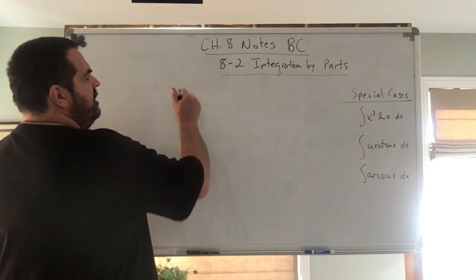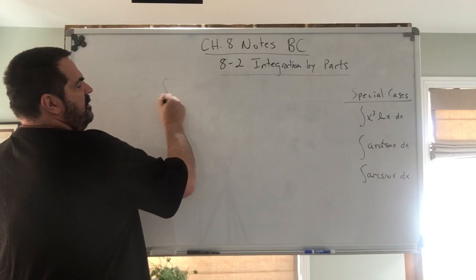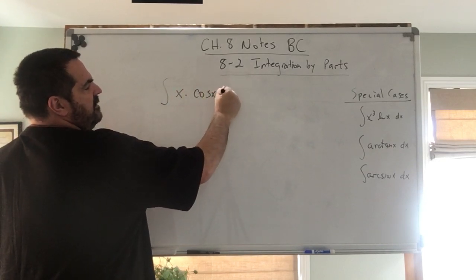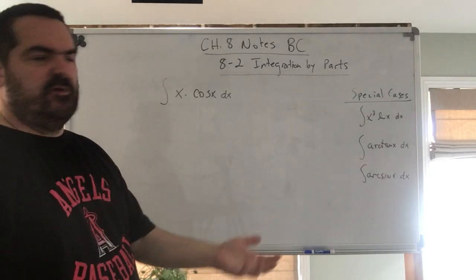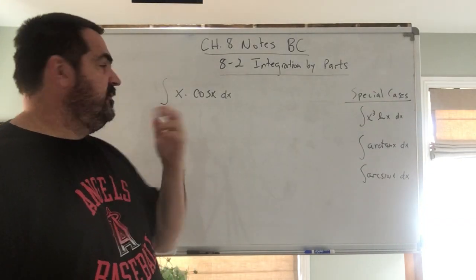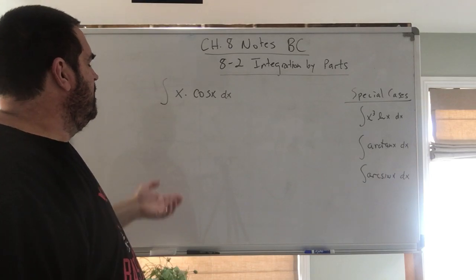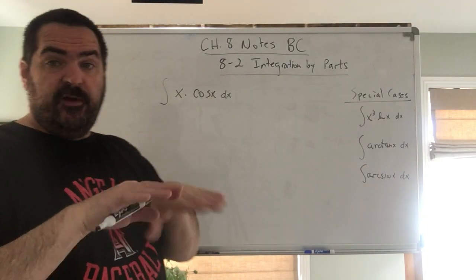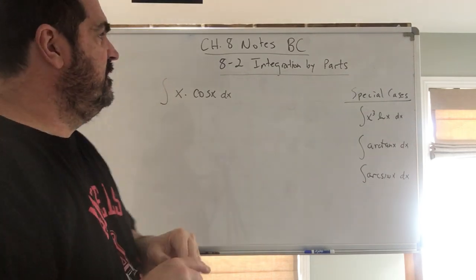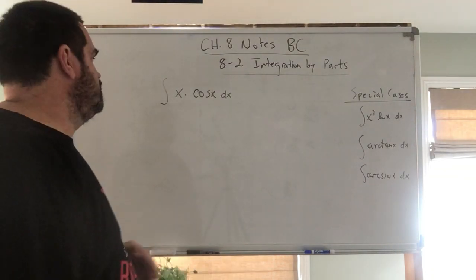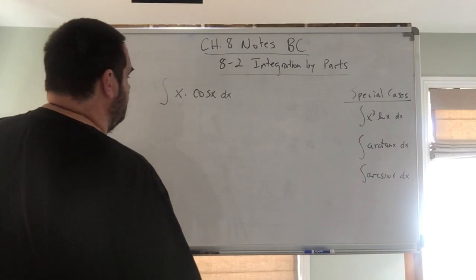Integration by parts is when you've got a product like x cosine x. You've got a product and you can't do substitution. u du does not work. So that's when integration by parts is used, when you have a product of two things that don't go together. If you remember, we refer to this as LIATE, a little shortcut that we can use.